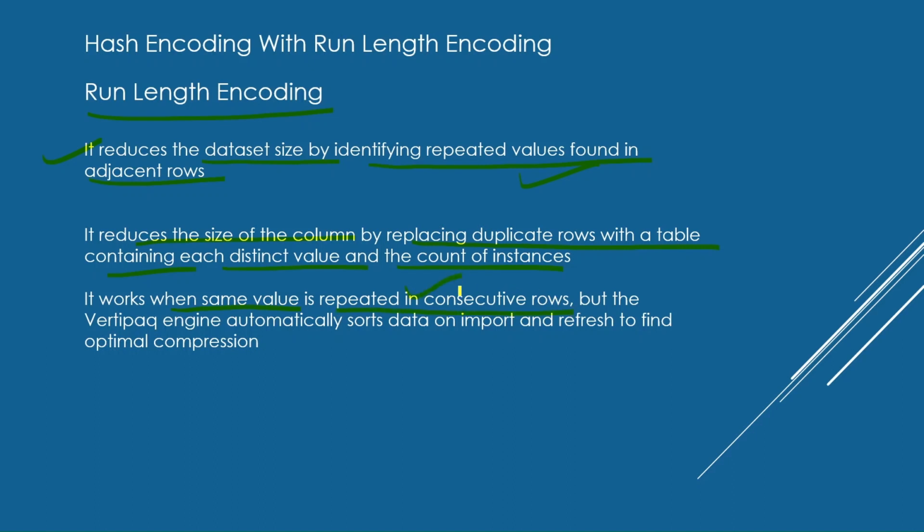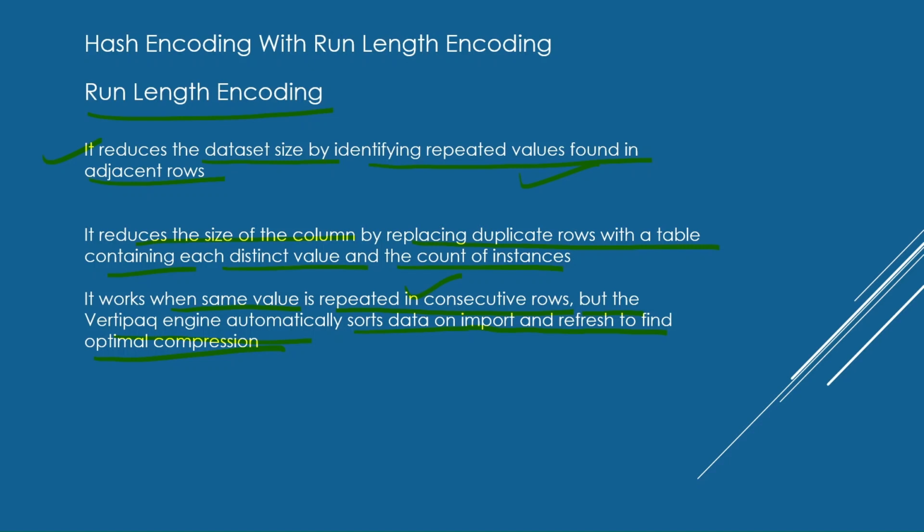We have discussed this is one of the prerequisites, but the VertiPaq engine automatically sorts data on import and refresh to find the optimal compression. So what does this sentence mean? Let's understand that with an example. We are going to import a data set. In that particular column, the duplicates are present, but they are not in consecutive rows. They are scattered throughout the column. But Power BI needs to apply the run length encoding function.